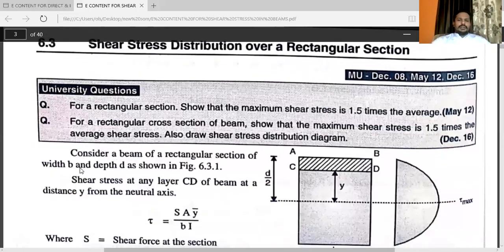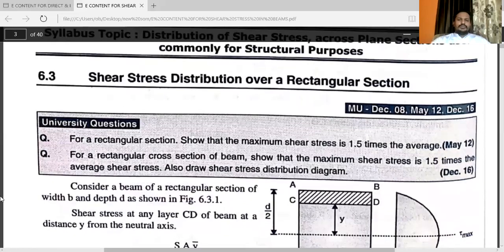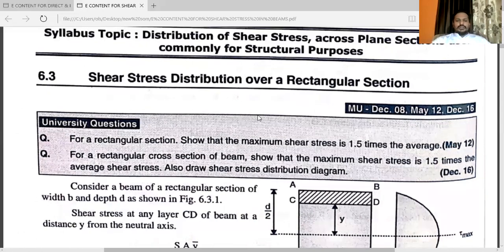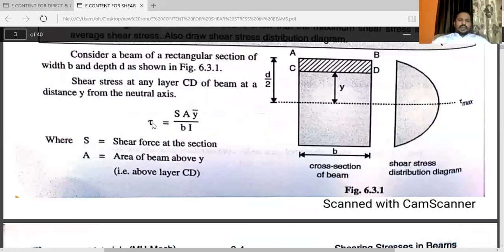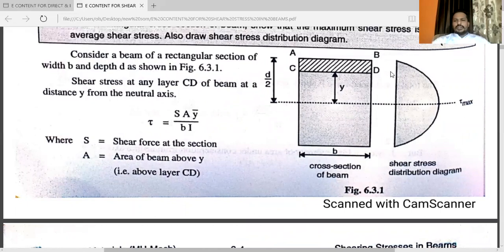See, different cross sections are there. Shear stress distribution over the rectangular section. Formula is tau is equal to S A y bar upon B I. See, this is the shear stress distribution diagram of the rectangular section. You can see this diagram.